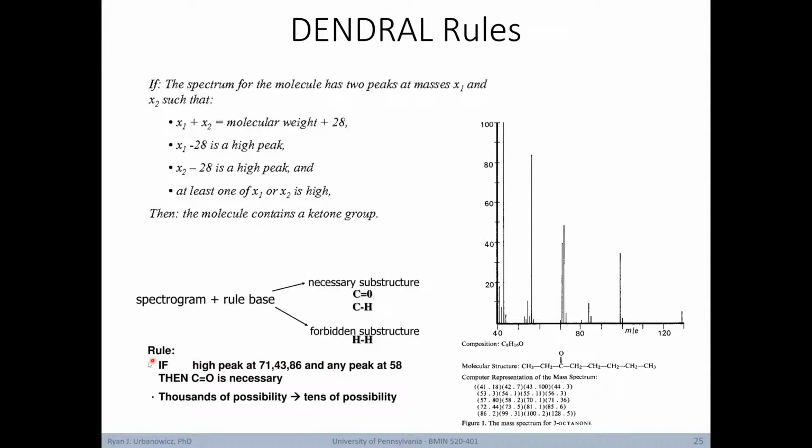Another rule we might find in this system is something like if there's a high peak at this number and any peak at 58, then this compound is a necessary substructure. As you might imagine, there are a huge number of possible rules that could underlay this expert system.